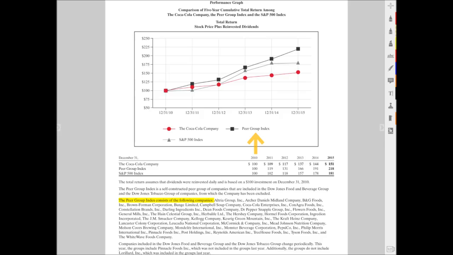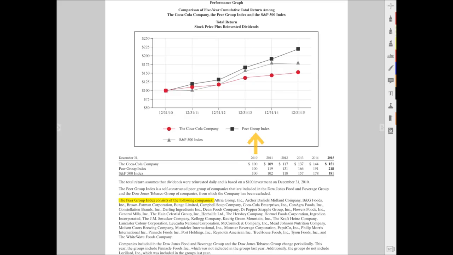This page I find particularly interesting because the peer group index that Coca-Cola has put together has performed better than the S&P 500 and the Coca-Cola company themselves. In fact, by a multitude, quite a bit more, I would think. And this is only over a 5-year time frame.